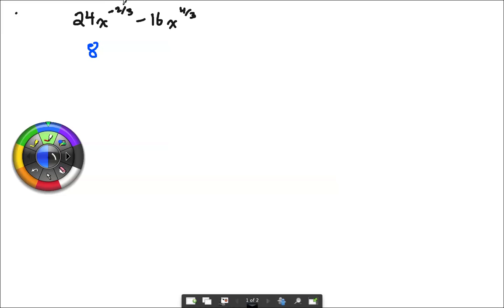So the smaller of the exponents is this negative 2/3. So we're going to factor out x to the negative 2/3. And when you do this GCF factoring, technically what happens is you're dividing out everything that's left behind. So in here we have 24x to the negative 2/3. I'm just copying down the original problem, but we're going to divide out some stuff. Minus 16x to the positive 4/3.